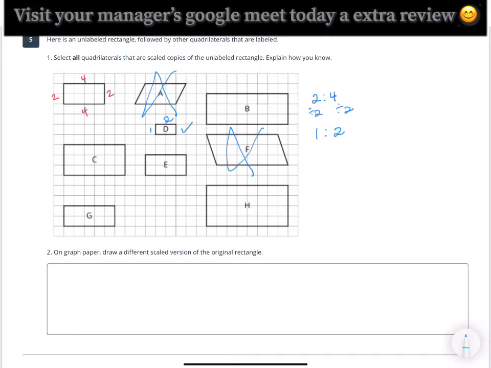Now when I look at B, I see 3. Then I see 1, 2, 3, 4, 5, 6, 7, 8. So let me make sure. 1, 2, 3, 4, 5, 6, 7, 8. This is 8. Okay. Is there something I could multiply the original ratio by to get 3 and 8 on both sides? No, there is not. So this one would not be considered a scale copy.